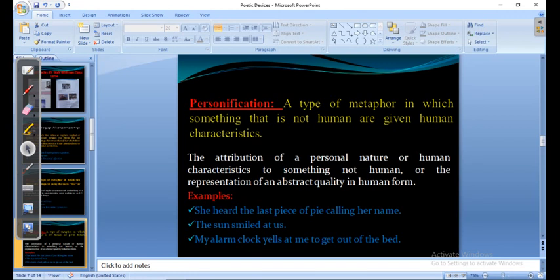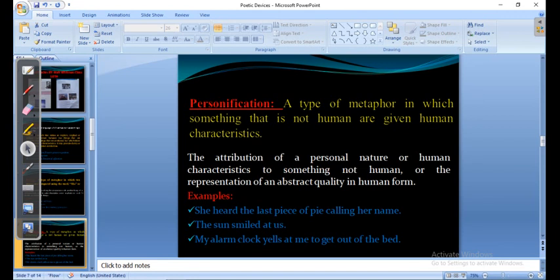For example, in some poems, in the Naat where we praise our Prophet, peace be upon him, we say that the eyes of our Prophet are just like diamonds. Or we may say the eyes of our Prophet are just like almonds.